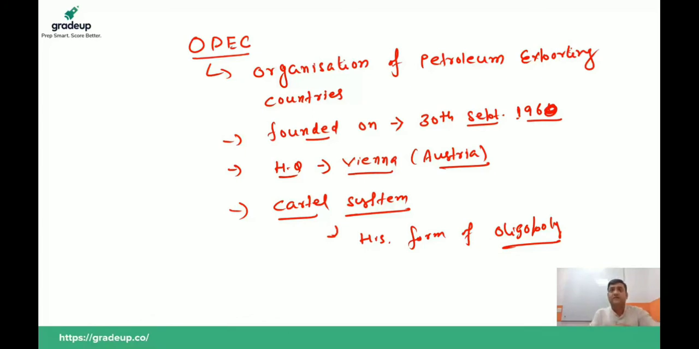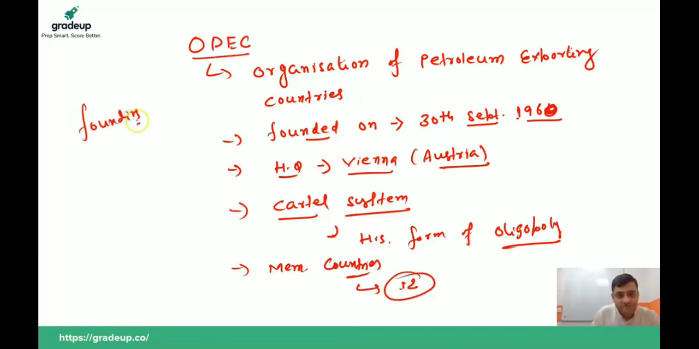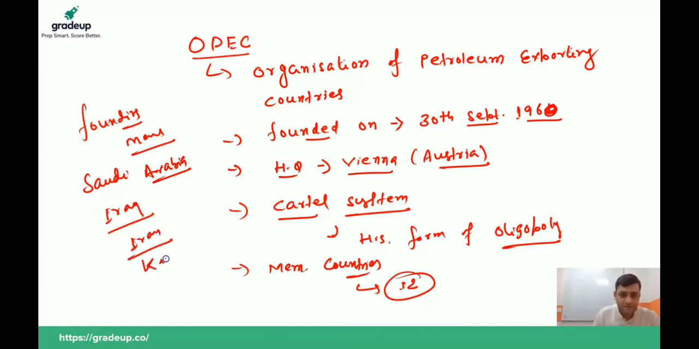In the OPEC countries, we have basically production of crude oil. If the question comes, how many member countries are there, you will remember this is 12. And the founding members are countries like Saudi Arabia, Iraq, Iran, Kuwait, and then we have Venezuela. They are the founding members of OPEC.